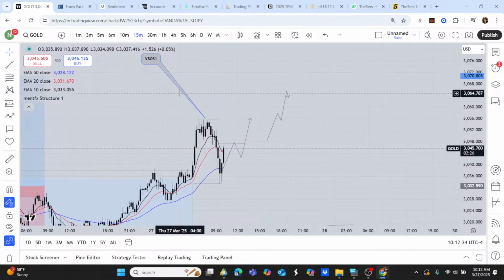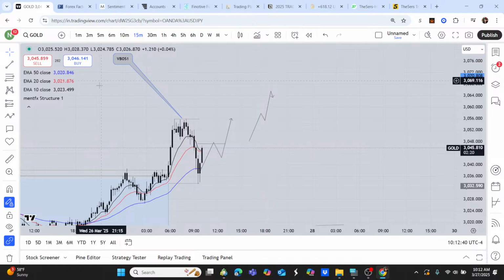Something like a 5 minute is better to watch because the moves are gonna happen much quicker, given that the higher time frame is aligning with multi time frame analysis.